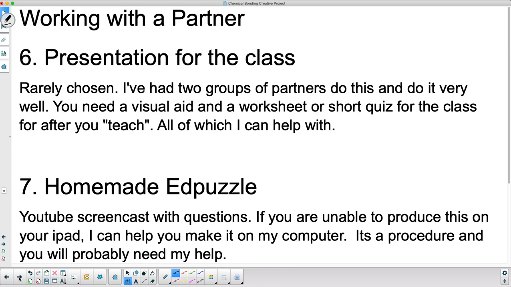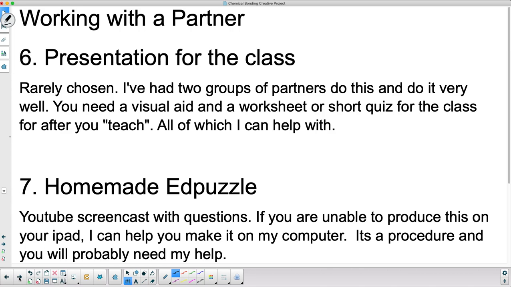You guys know what an Edpuzzle is. You watch them all the time. 5.1, 5.2, they're all Edpuzzles. So you know that after giving a screencast, then you have questions to quiz you as to whether or not you're understanding what's happening in the screencast. So that's what an Edpuzzle is. It's just a screencast with questions throughout the screencast.